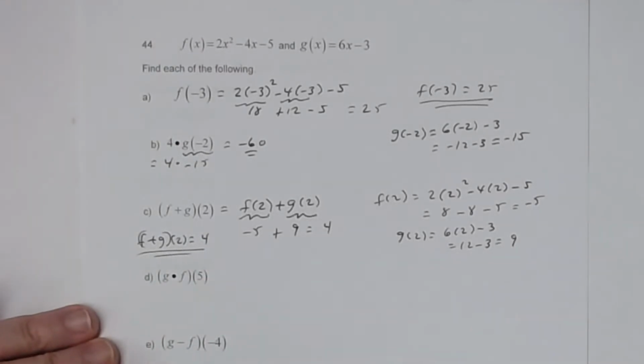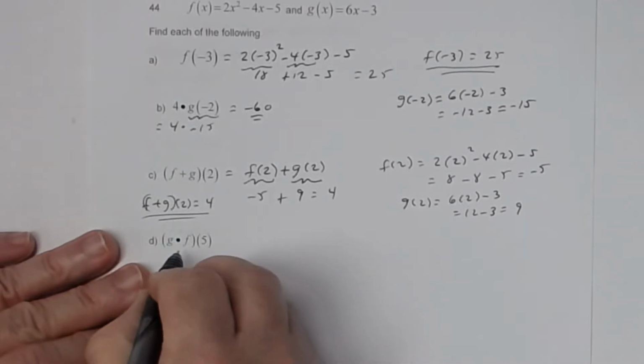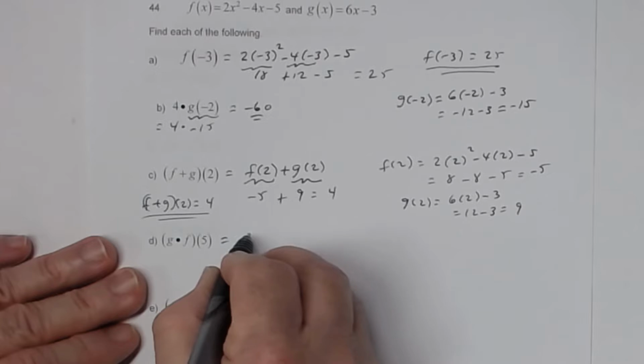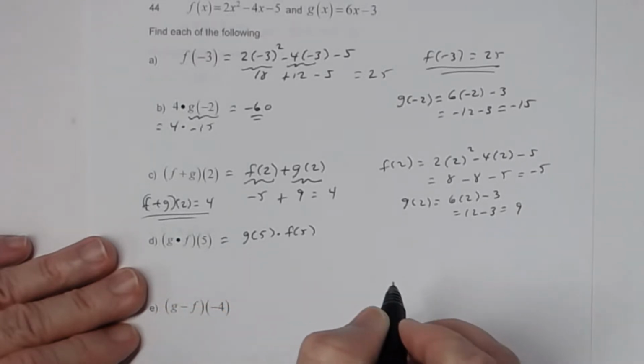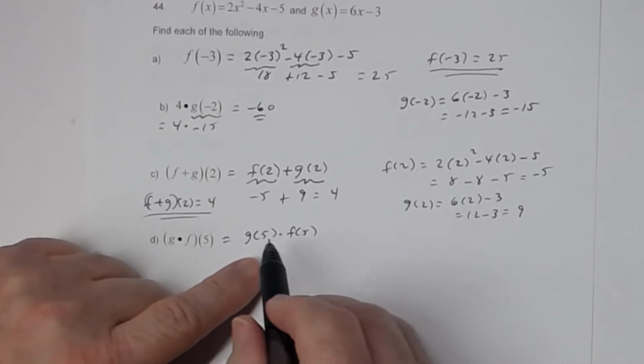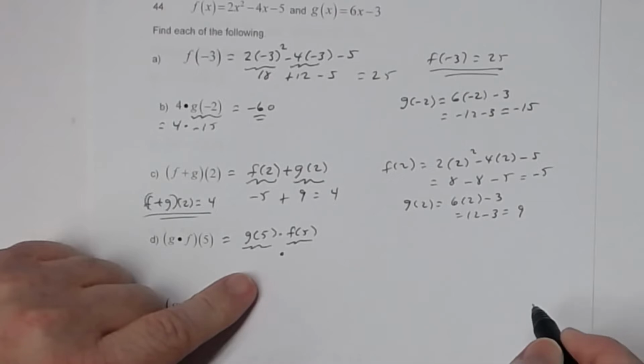Okay? All right, now here's a product. So remember the closed circle is a product. So that becomes, I can write this as g of 5 times f of 5, right? And then we do all the work. So we've got to find g of 5 first, find f of 5, and then we're going to multiply those.